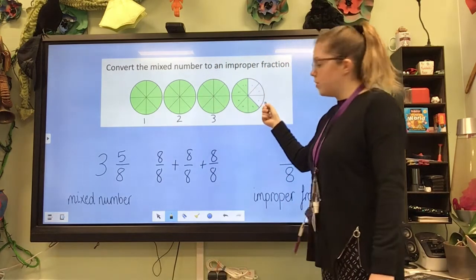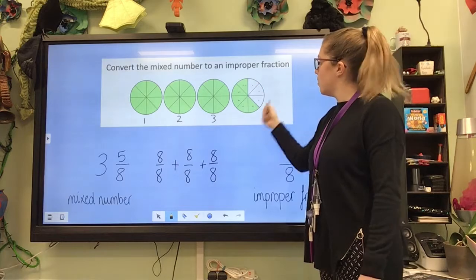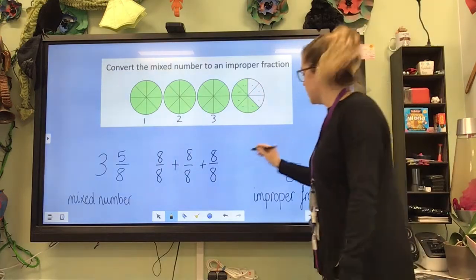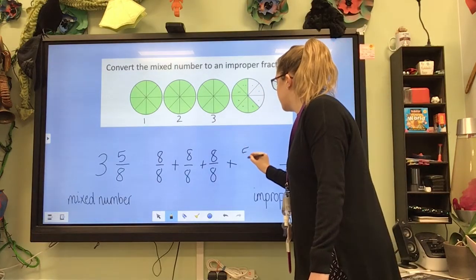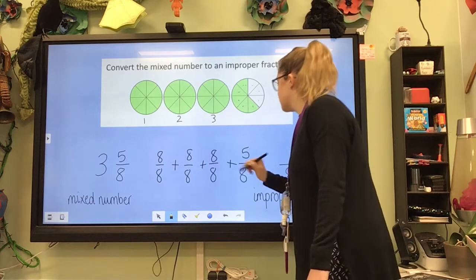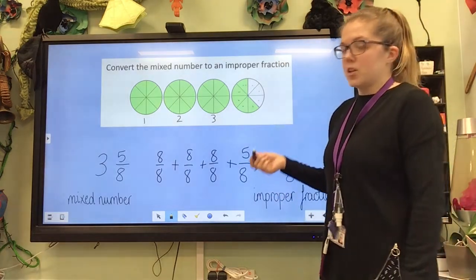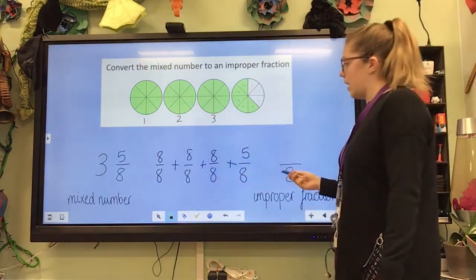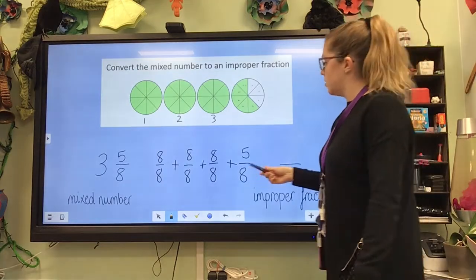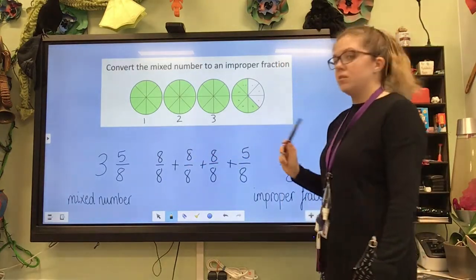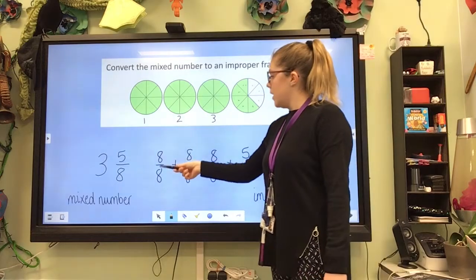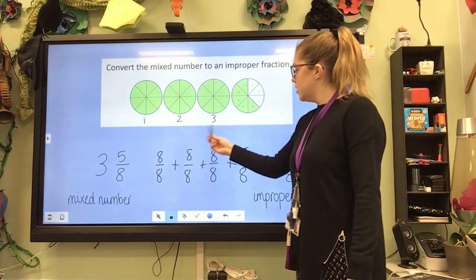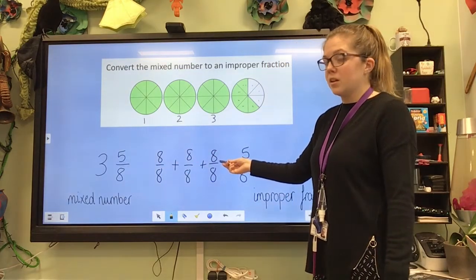And what was left over? What fraction is left over in our 4th whole, if you like? And that was 5 eighths. And when we're adding fractions, if all the denominators are the same, we don't have to worry about them. So we just add the numerators like normal. So 8, 16, 24, I'm counting in my 8 times tables.